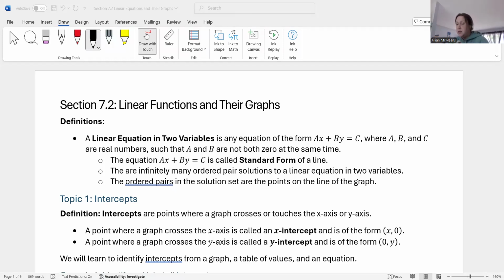Now, this is not to be confused with what we talked about in sections 6.2 and 6.3, where we were talking about linear equations in one variable. This is going to be a little bit different, okay?